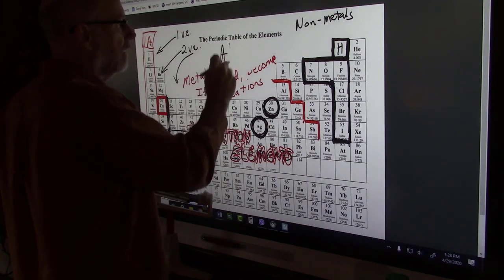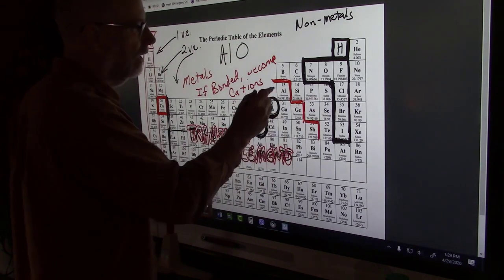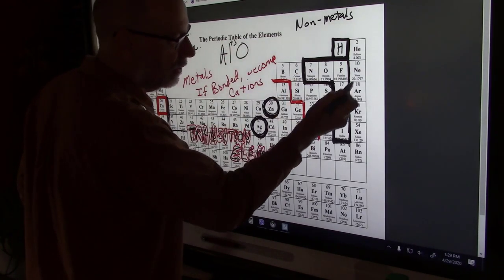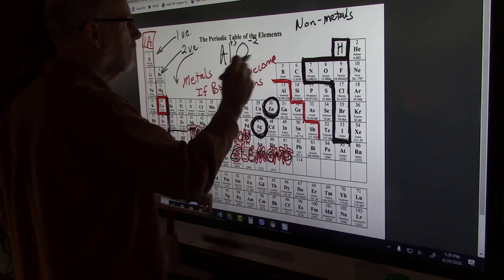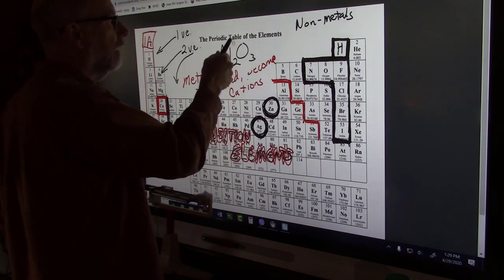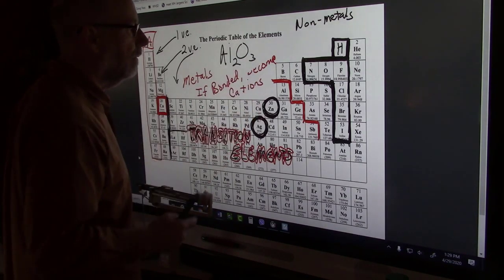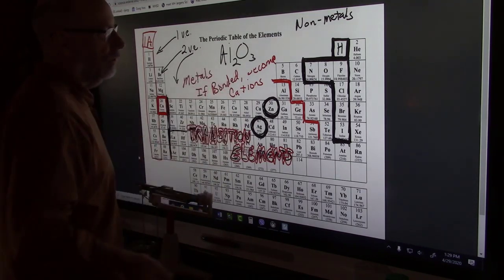A tricky one is aluminum oxide. Al is from the left, O is from the right. Ionic. Al gets a +3. O gains 2 electrons, gets a -2. So crisscross applesauce, Al2O3. So aluminum oxide, and notice I don't have to say aluminum 3 oxide because it always gets a +3 because it's not a transition element. So its formula is Al2O3.